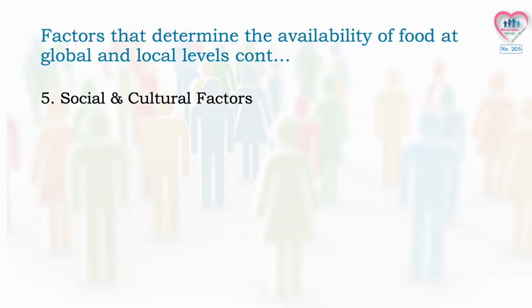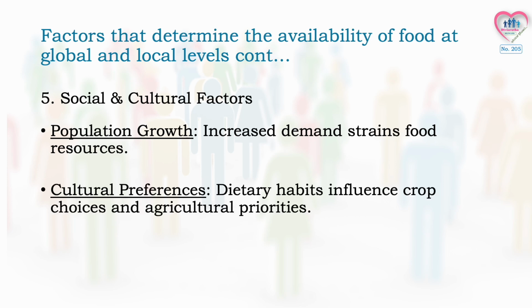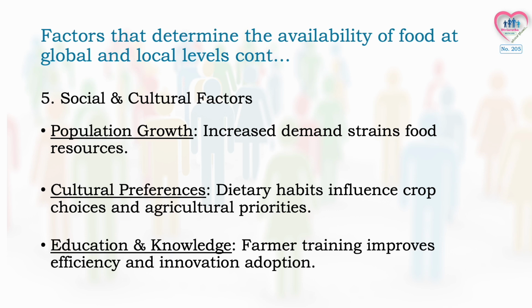Fifth, social and cultural factors. They are population growth. Increased demand strains food resources. Cultural preferences. Dietary habits influence crop choices and agricultural priorities. Education and knowledge. Farmer training improves efficiency and innovation adoption.